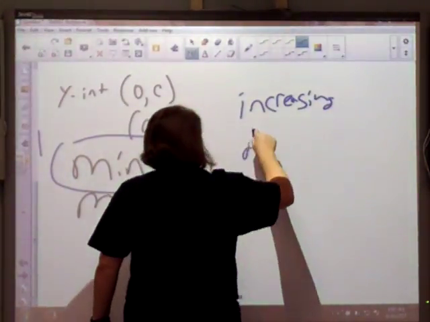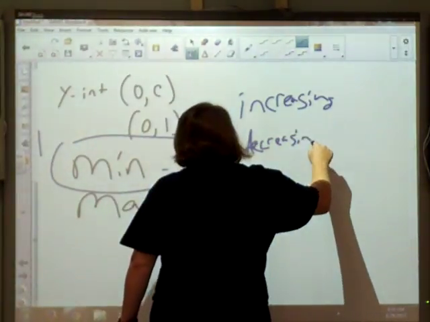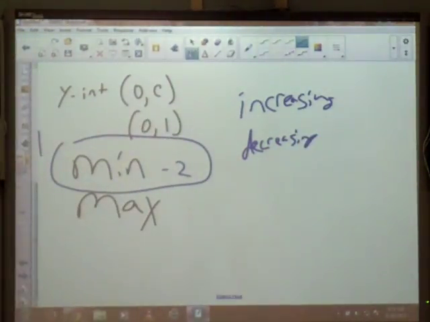This is all words that you could see. DC, decreasing. Alright. I hit my min there at the vertex. So if I'm looking for a section where this graph increases, increase means I'm going up, right? So you read a graph just like you read a book, from left to right. So it goes up where?